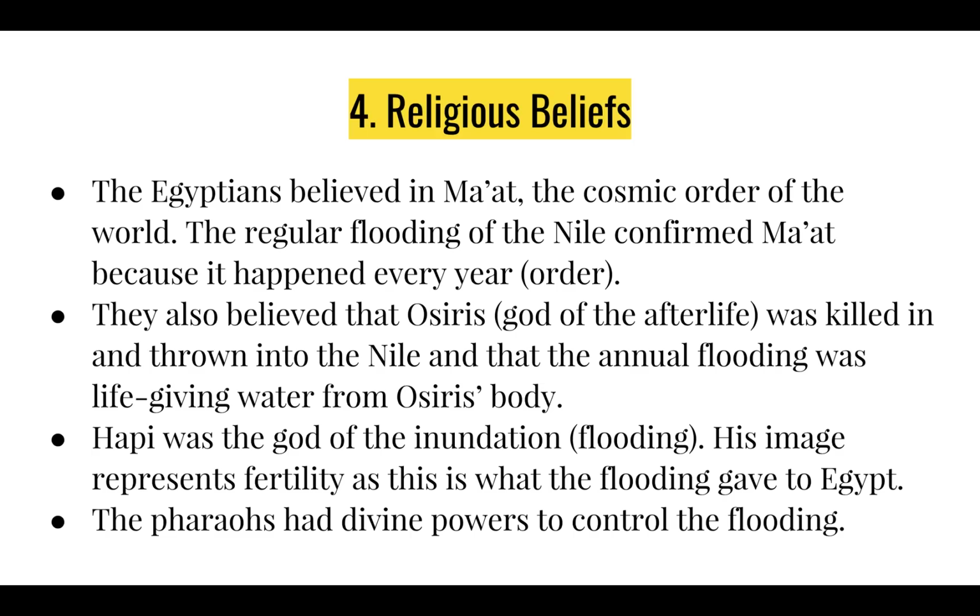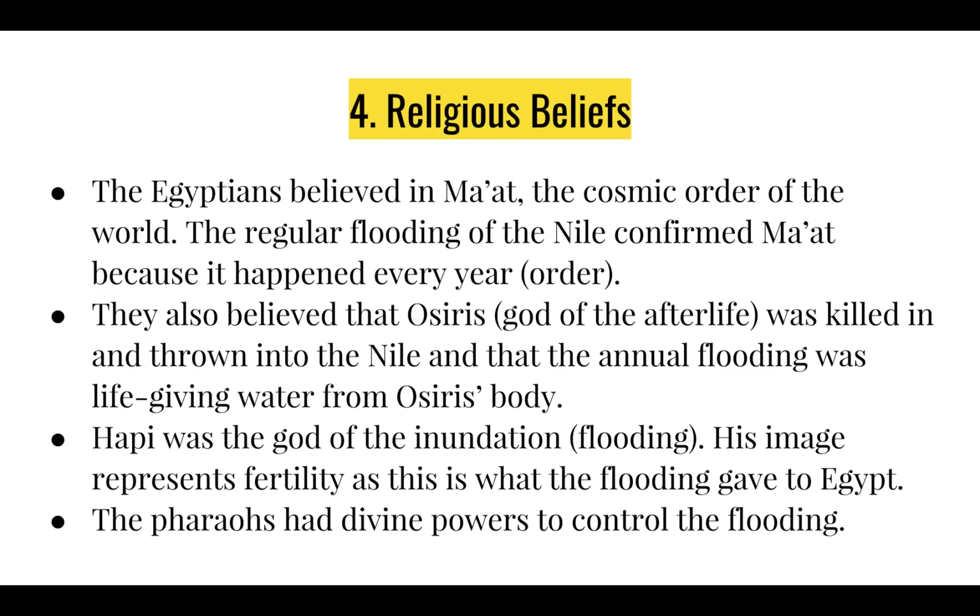They also believed in the god Osiris, who was the god of the afterlife. Originally, the myth goes that he was killed and thrown into the Nile, and that when the flooding actually happened, the water came from Osiris. So it wasn't necessarily a geographical, natural thing like we know it might have been in science. They believed that it was the gods showing them good favor, Osiris saying, yes, you can have your water again.